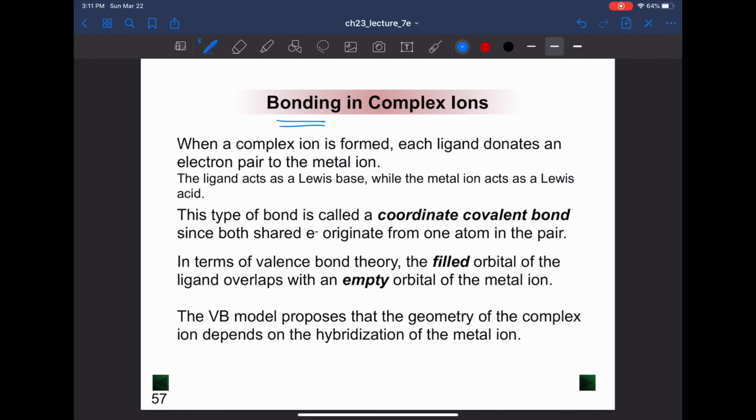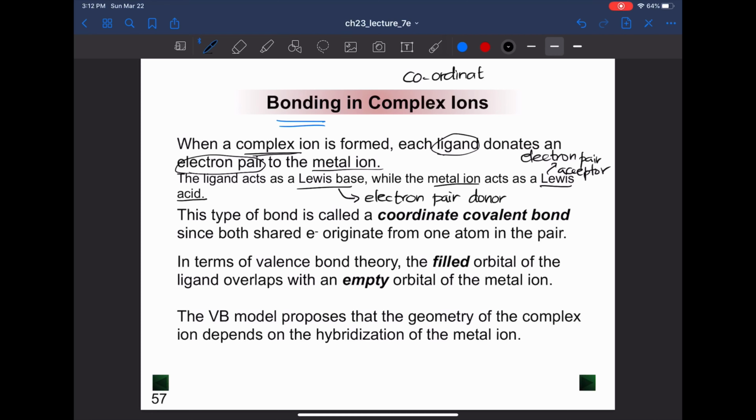So what are the types of bonding in the complex ions? When a complex ion is formed, each ligand donates an electron pair to the metal. The ligand acts as a Lewis base, basically meaning that it acts as an electron pair donor. But the metal ion acts as a Lewis acid, meaning that it acts as an electron pair acceptor. So this type of bond is called a coordinate covalent bond. What is the difference between a coordinate covalent bond and a covalent bond?